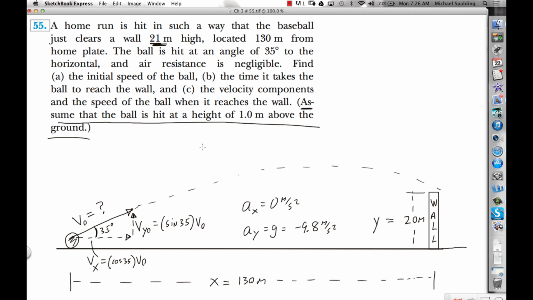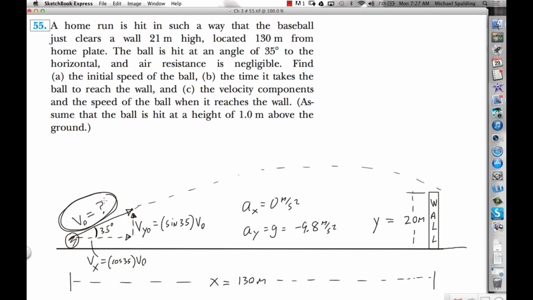So the very last sentence: if the ball is hit from 1 meter above the ground and the wall is 21 meters high, what's going to be the vertical displacement that we care about? 20. So I did not incorporate the 1 meter above the ground into my diagram. I just made the wall 1 meter shorter. So for all practical purposes, the vertical displacement to clear the wall is 20 and not 21. Okay, so the first thing we're looking for is finding the initial speed of the ball. Finding this is the hard part of the problem.